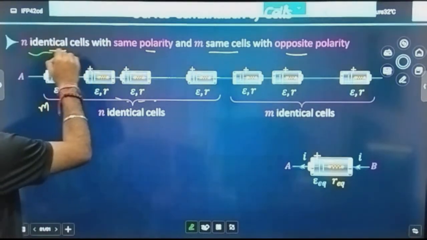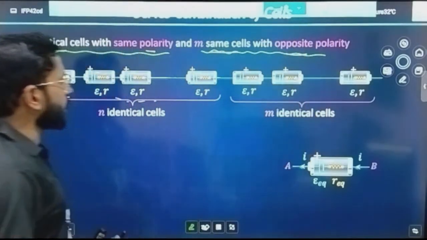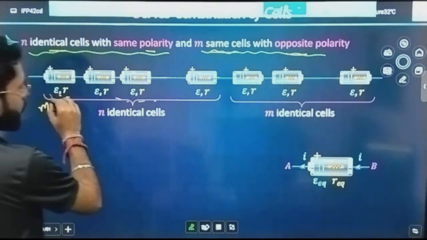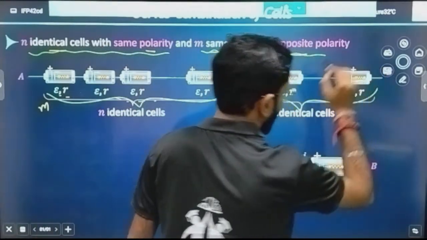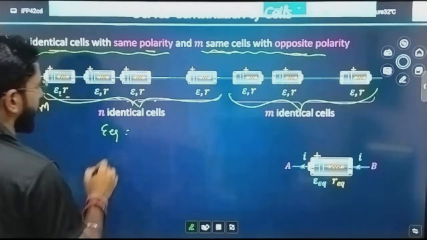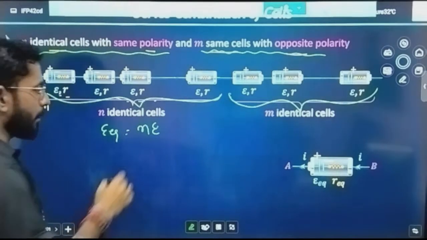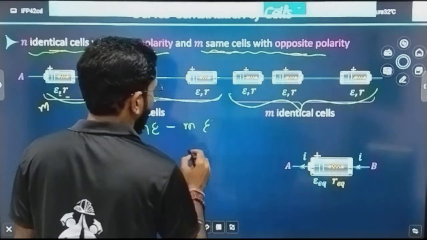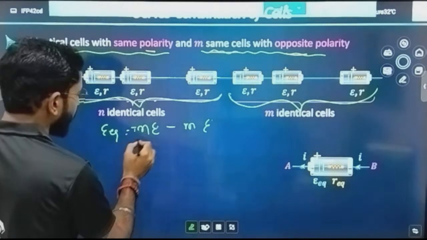See here what is given: n identical cells with same polarity and m number of same cells with opposite polarity. So this time we have taken both kinds of combinations. If I am showing you in the diagram, all these n identical cells are in same polarity and these m identical cells are in opposite polarity. That means if I have to write the effective E equivalent, how will I write it? I will multiply n times E in positive sign, and here I will write minus m times E. This is what I am going to write for the effective EMF.